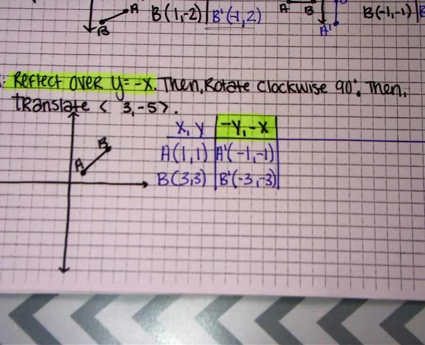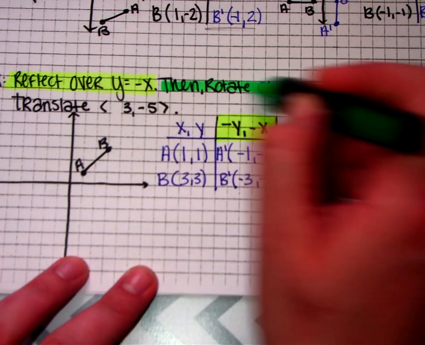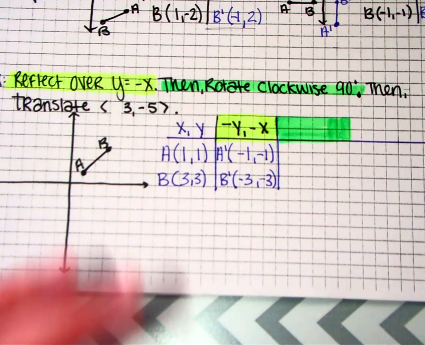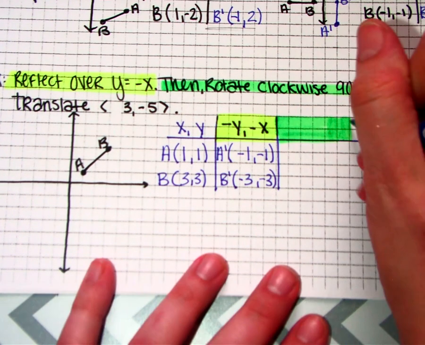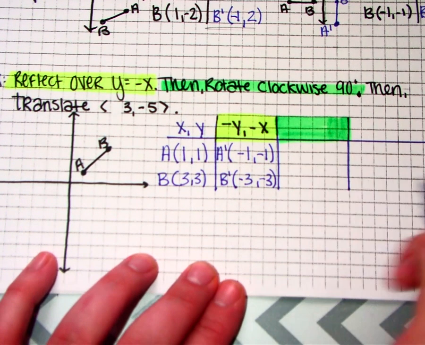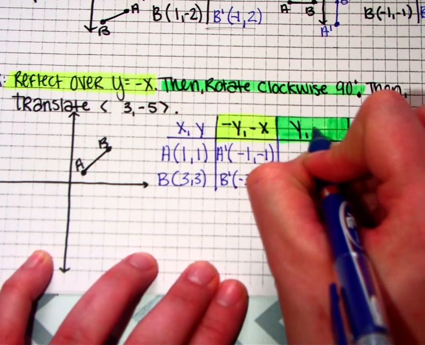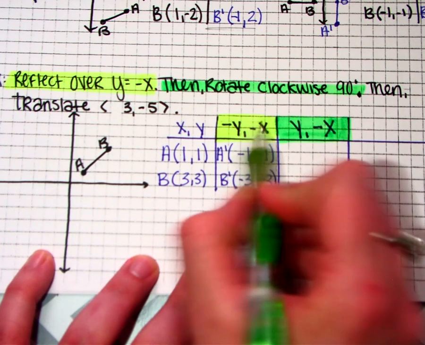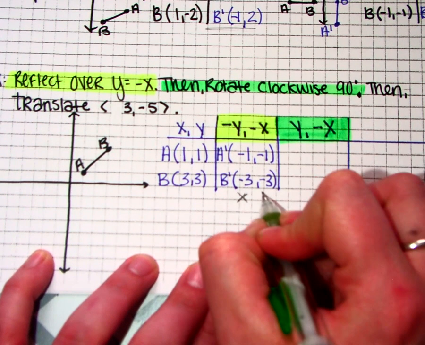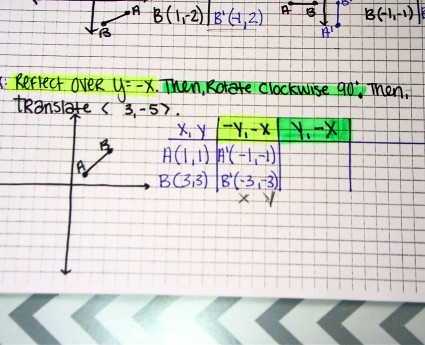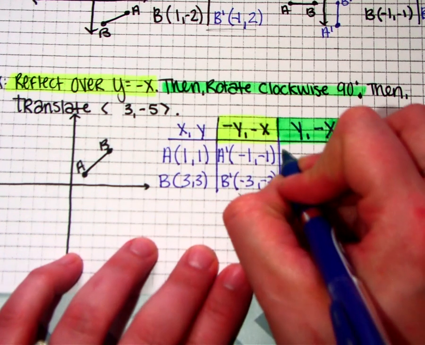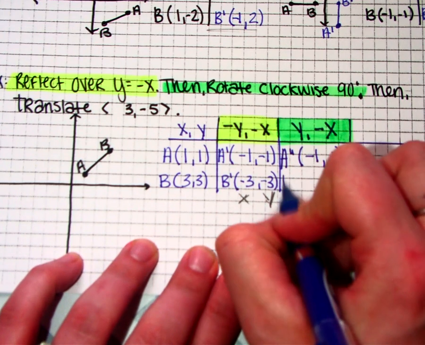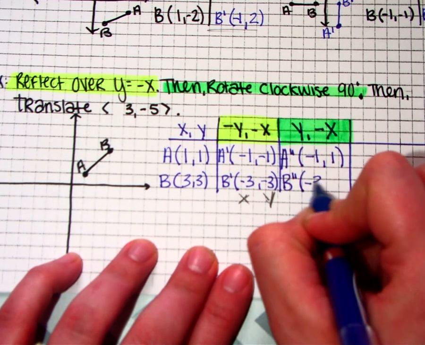All right, the next thing it tells us to do is to rotate clockwise 90 degrees. So I'm going to write down my rule. So clockwise 90 is y comma negative x. Now remember, this is called an extended t-chart. So I don't care about what we did here. This is now just x and this is now just y. So we're going to treat them as such. So my A double prime becomes negative 1 comma 1. And my B double prime becomes negative 3, 3.